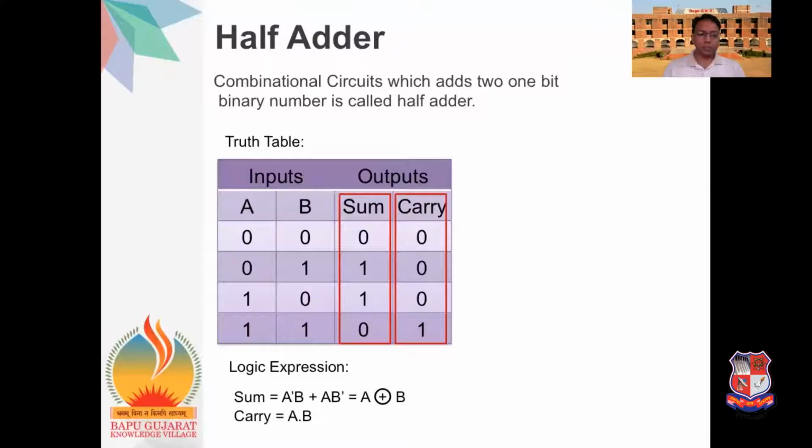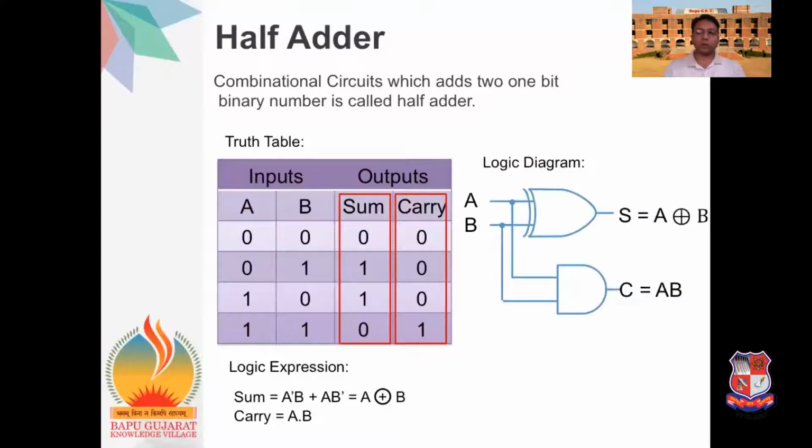Now the logic expression for the carry. Here in the column of carry, only a single 1 is represented. The input combination for this one is A dot B, which means A AND B. So this is the expression for the carry. Now let's see the logic diagram for the half adder. It includes an XOR gate and an AND gate. The XOR gate represents the sum operation and the AND gate represents the carry operation. So this is all about the half adder.